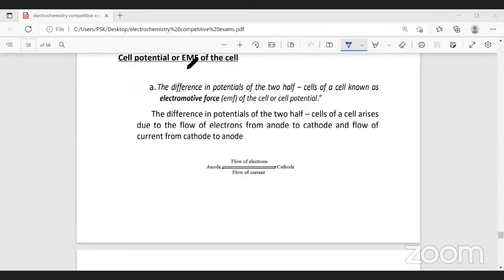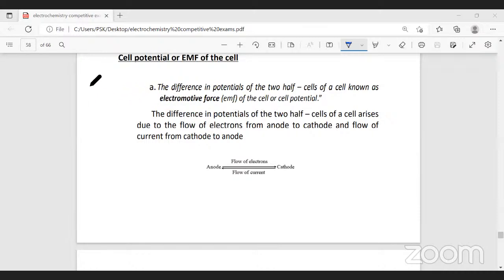Cell potential or EMF of the cell. How do you define cell potential or EMF of the cell? It is defined as the difference in potential of two half cells of a cell, known as electromotive force of the cell or cell potential.